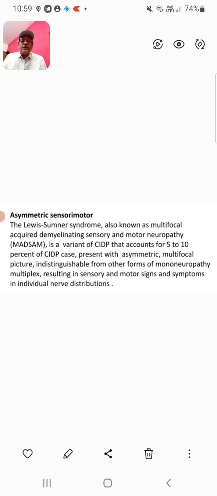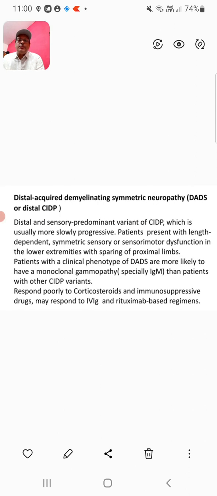Now, some of the variants of CIDP are quite important because they respond poorly to the steroids and may require IV gamma globulins or rituximab or monoclonal antibodies. One of them is the multifocal variant. When the distribution is multifocal, this is known as MADSAM. In these cases, an asymmetrical multifocal picture is there. There may be mononeuropathy or focal neuropathy as a variant of CIDP.